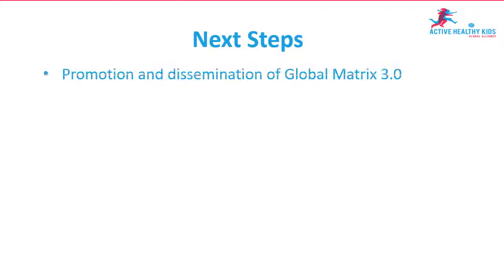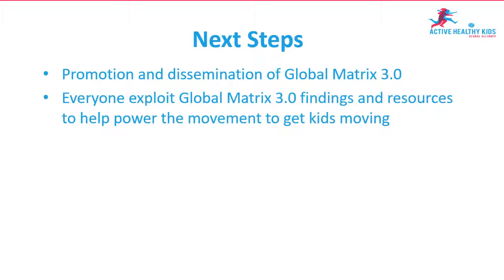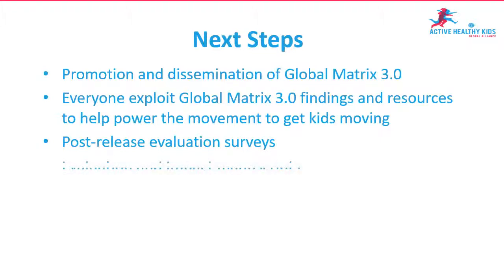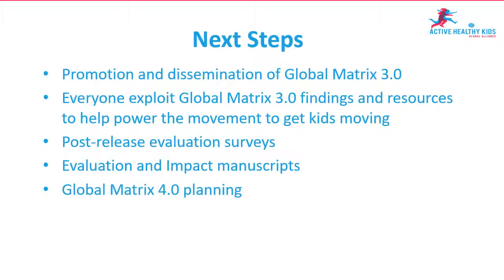So in terms of next steps, we're continuing to promote and disseminate the Global Matrix 3.0 results, like is being done in this webinar. We want everyone to exploit the Global Matrix 3.0 findings and resources to help power the movements to get kids moving. There are post-release evaluation surveys that are just being completed, which will inform the evaluation paper. The evaluation and impact manuscripts, as I mentioned, are being done, and Global Matrix 4.0 planning is underway with release planned for sometime in 2021.